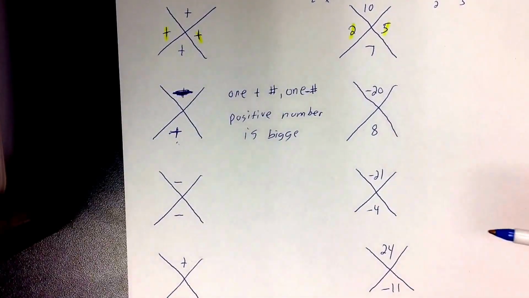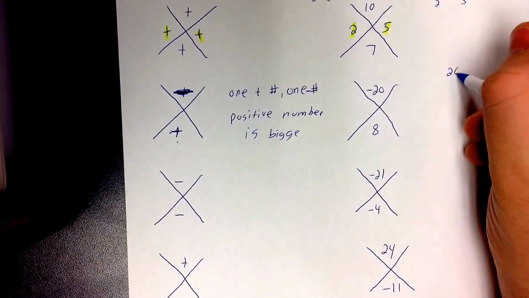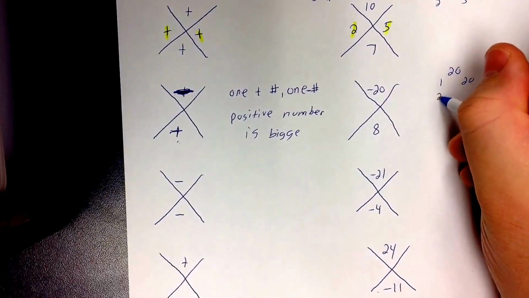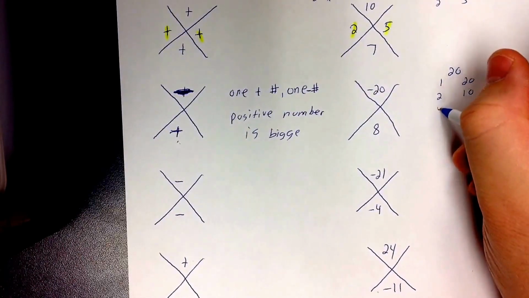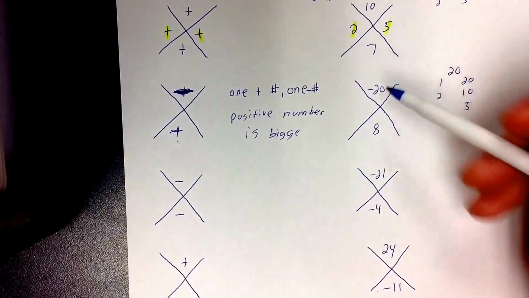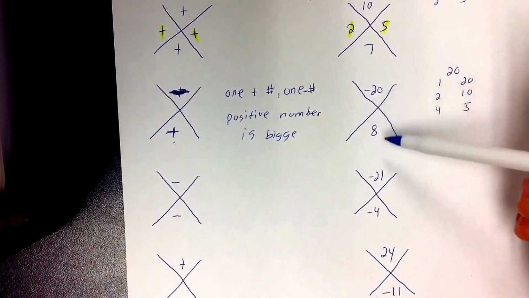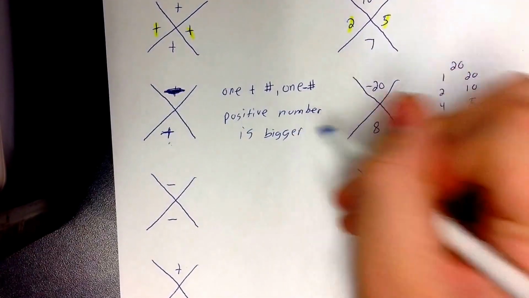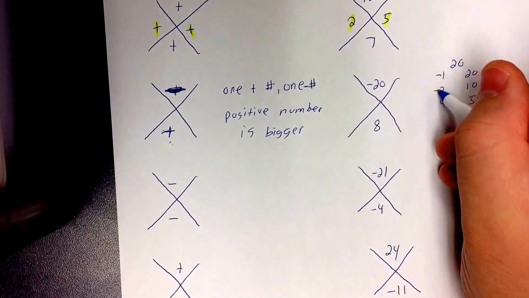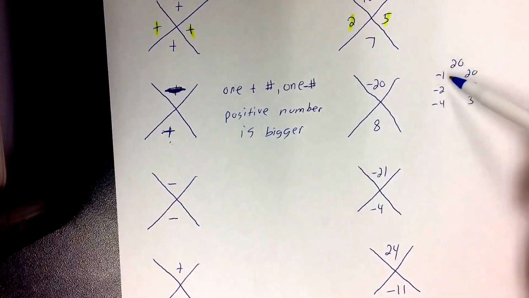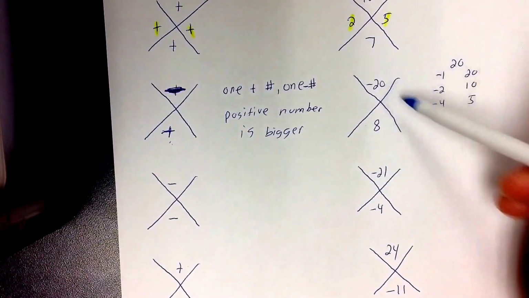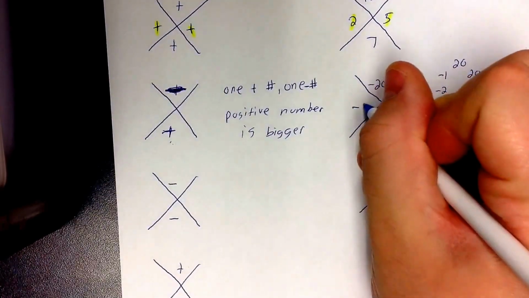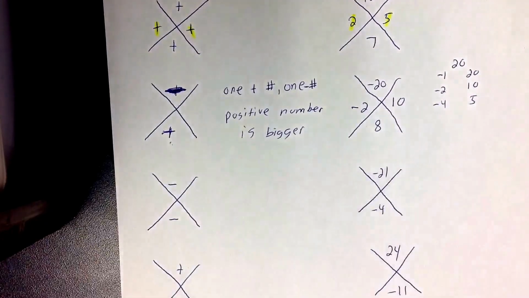So if I look at negative 20 and 8, well, let's think about what goes into 20. So we got 1 and 20, 2 and 10, 4 and 5. Now, since I know it's this case where I got a negative on top and a positive on bottom, and the bigger number needs to be positive, then I look at the smaller numbers and make them negative. So now I already know these all multiply to get negative 20, but which one is going to add to get positive 8? And that would be negative 2 and 10.